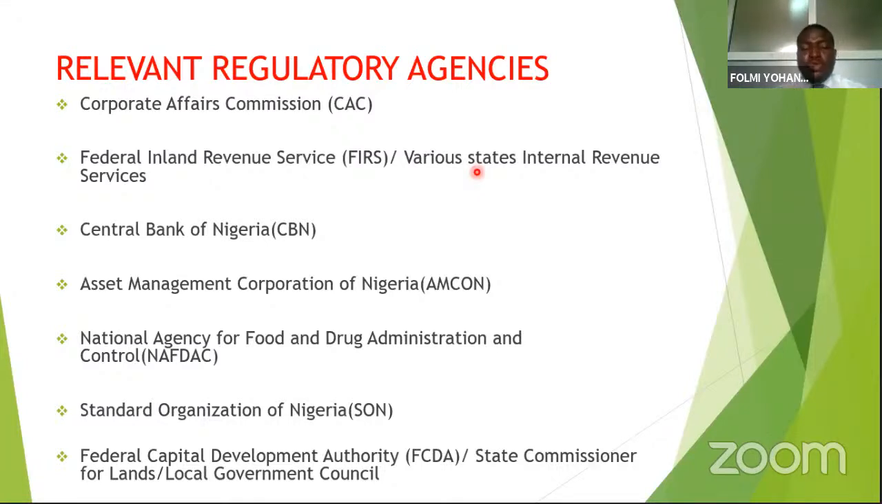So what AMCON will do in this instance is come and meet the bank. Do you have any non-performing loans? Do you have any toxic loans that we can manage, that we can buy off from you?